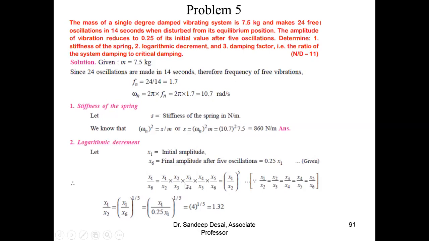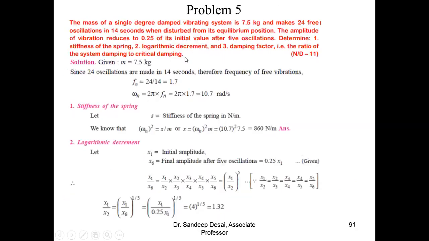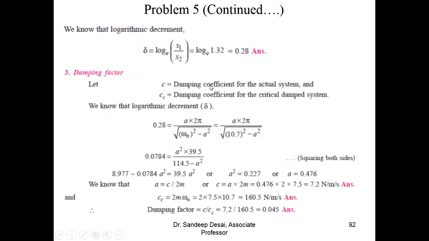Now you know x1 by x2, that is the ratio of two consecutive amplitudes. So let us use the expression for delta, log to the base e of the ratio of two consecutive amplitudes. We have just got this value x1 by x2, 1 by 32. Use it here. You will get delta is equal to 0.28. So that is how you can solve this example.